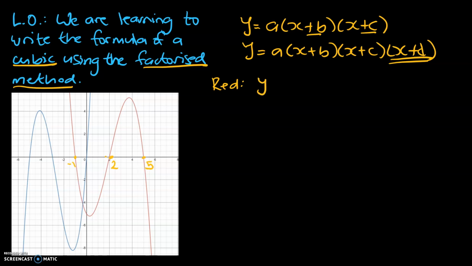So we're going to be using our formula to put these in. The first bracket is going to be x plus 1, and that relates to the -1 intercept because we're using the opposite value. We're then going to do x minus 2, and that minus 2 is the opposite to that positive 2. And we're then going to do x minus 5, and that is the opposite of the positive 5 intercept.